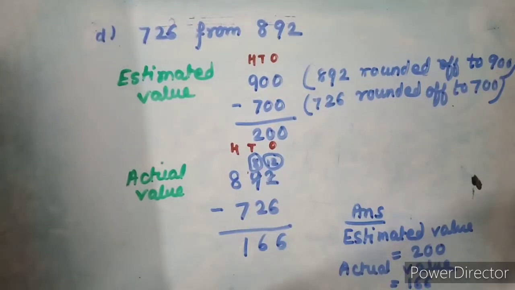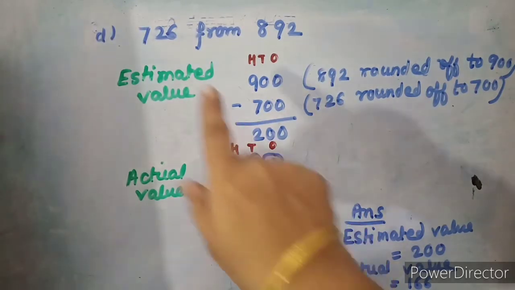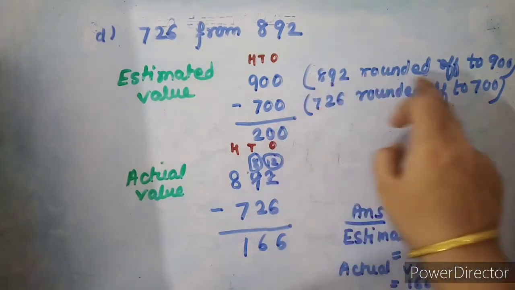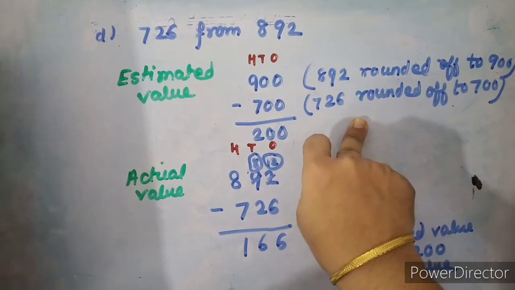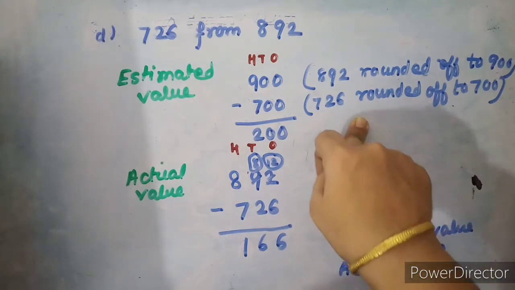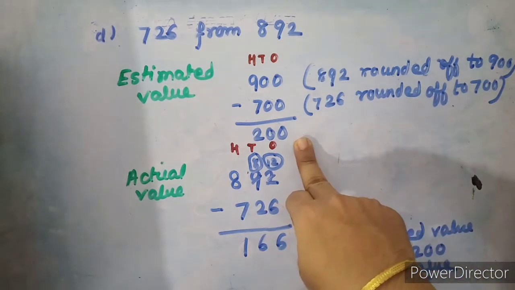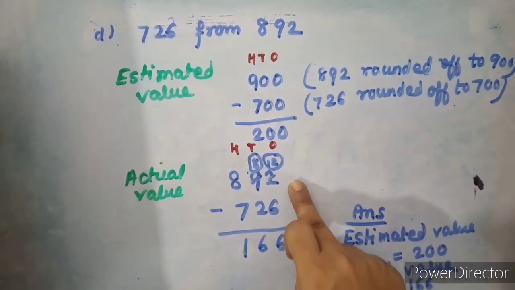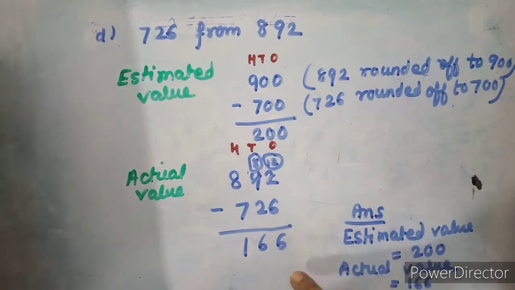Now as you come for the fourth question, you have 726 from 892. So 892 is rounded off to 900 and 726 to 700. So you are getting 200 as your estimated value. And if you go for the actual calculation, you have 12 minus 6 is 6, and then 8 minus 2 is 6, and then 8 minus 7 is 1. So answer is estimated value is 200 and actual value is 166.